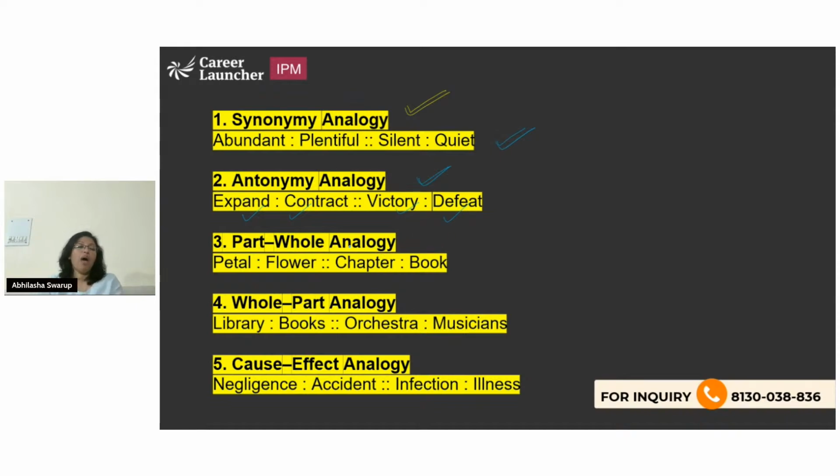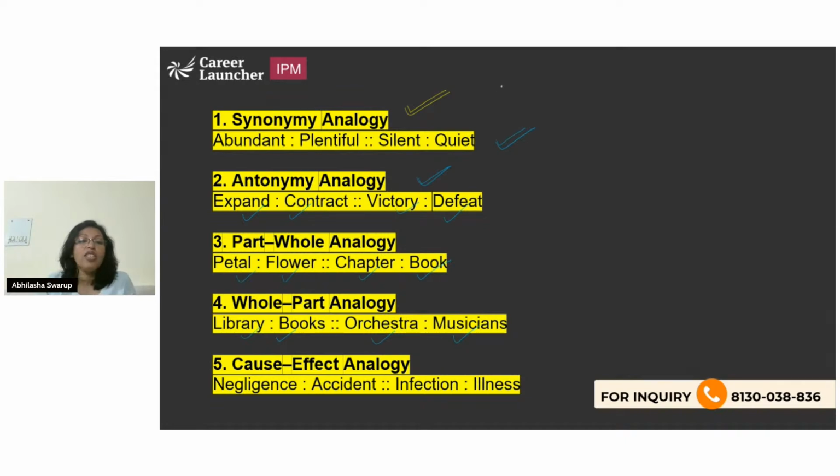Then you also have the part to whole analogy. Part is a portion of something. So, just like a petal is a part of a flower, similarly, a chapter is part of a book. You can also have the whole to part analogy. So, the larger thing, the whole thing comes first, and then the part comes. For example, a library is composed of books. Similarly, an orchestra has musicians.